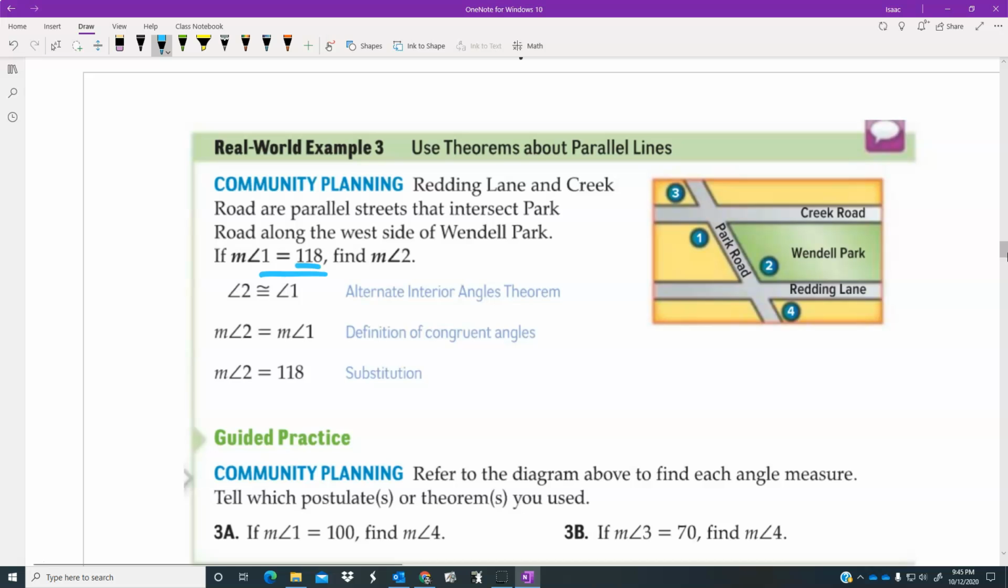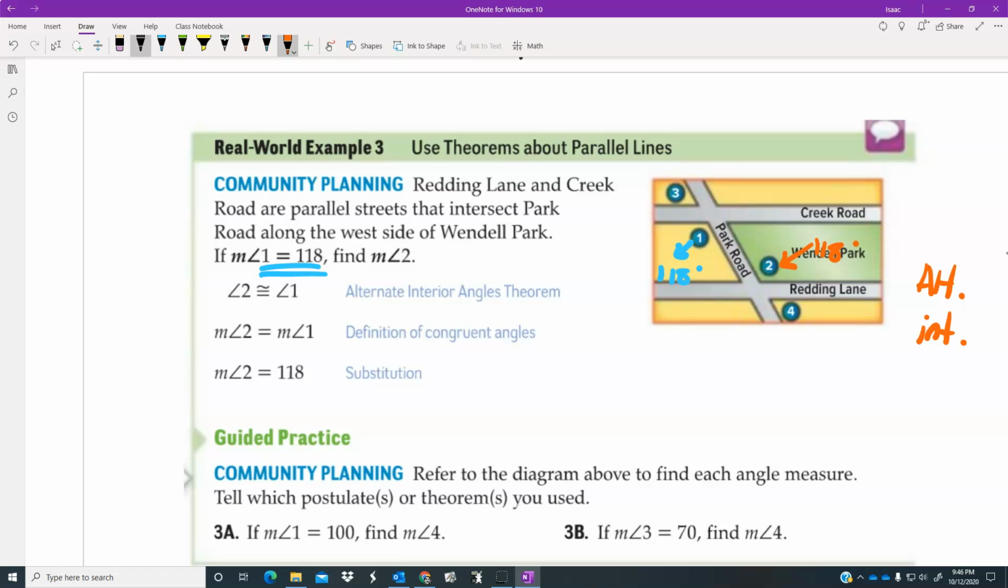So if I said, hey, angle 1 is 118 degrees, maybe I should be able to find any one of the other angles. Well, let's see here. Angle 1 is related to angle 2 because Creek and Reading are parallel streets. How big would number 2 be between Park and Reading? Well, it would be 118, because those two are alternate interiors, and the alternate interiors have to be the same size.